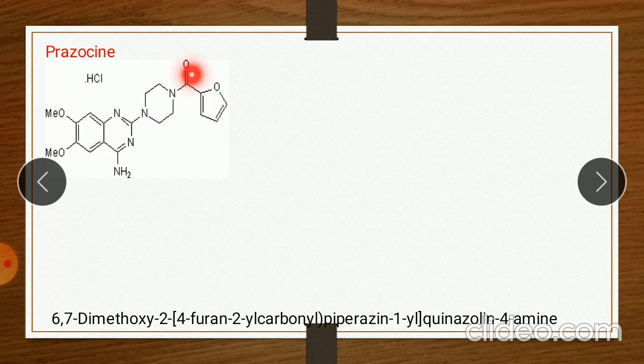On the fourth position there is a furan, it is a furan ring. Furan-2-yl carbonyl. So it is a carbonyl. Piperazine, it is a piperazine ring. 1-yl means attachment at one position. Quinazoline, it is a quinazoline ring. 4-amine. So the total IUPAC name is 6,7-dimethoxy-2-[4-(furan-2-yl carbonyl)piperazin-1-yl]quinazolin-4-amine.